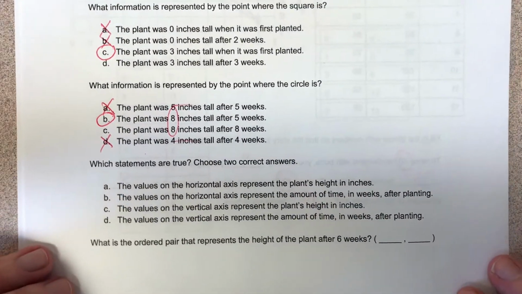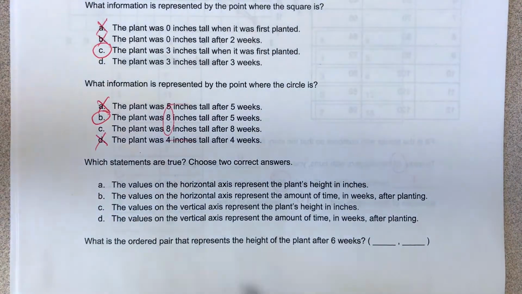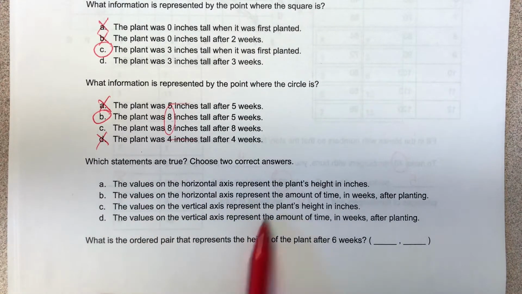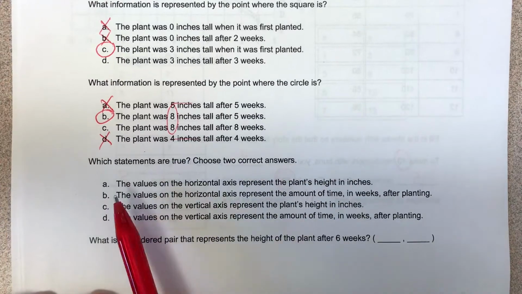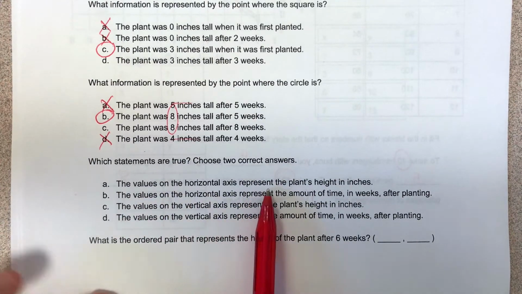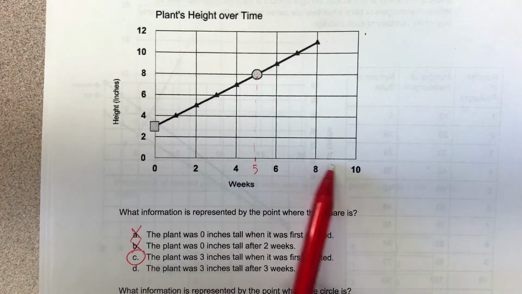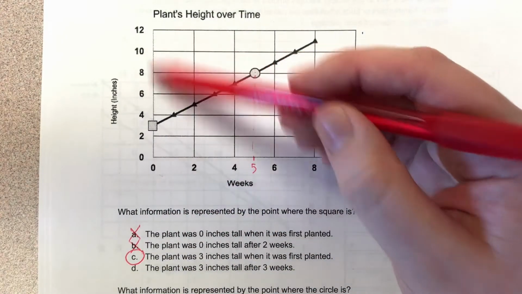Okay, which statements are true? Choose the 2 correct answers. So in these kinds of questions, you want to read through each one and then just X out the ones that are not true. The values on the horizontal axis represent the plant's height in inches. Remember, horizontal is going across and vertical is up and down.